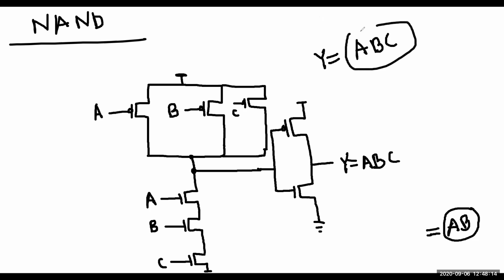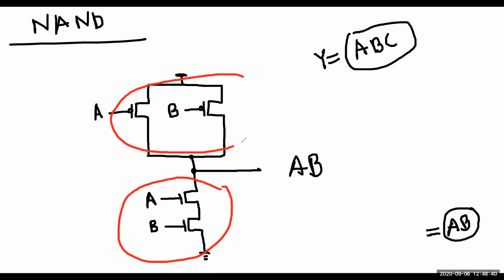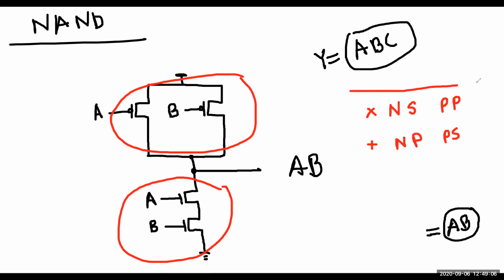So now understand this thing. When the equation is multiplication, like AND gate, AB, that time your NMOS is in series and your PMOS is in parallel. So remember this, whenever you have multiplication, your NMOS is series and PMOS is parallel. When you have addition, this will be opposite: NMOS will be parallel, PMOS will be series. Always remember this. If you remember this, your design will be much easier.